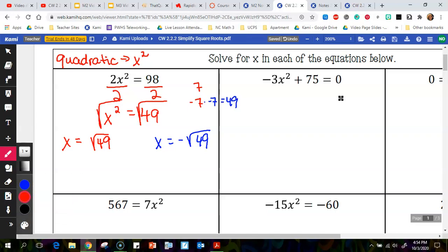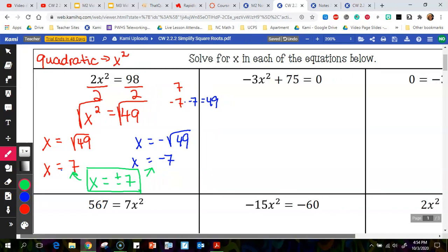So on the positive side, x equals 7, and on the other side, x equals negative 7. From here on out, instead of doing 2 different equations, we're just going to write this as x equals plus or minus 7, which means both of these things. It covers both of them that way. All right, so let's look at the next one.